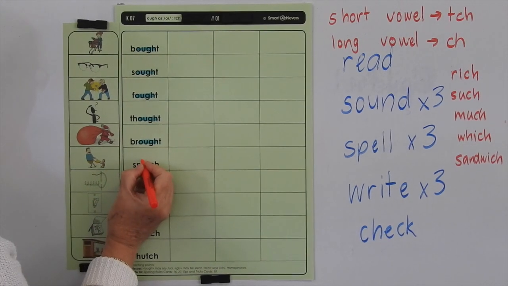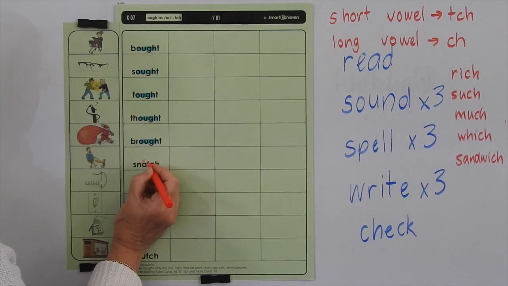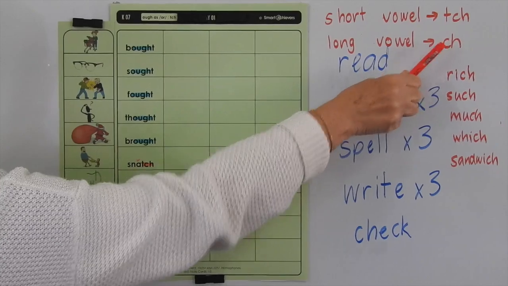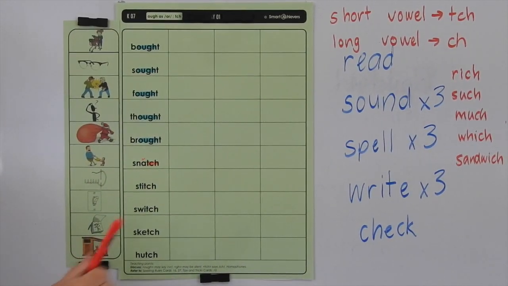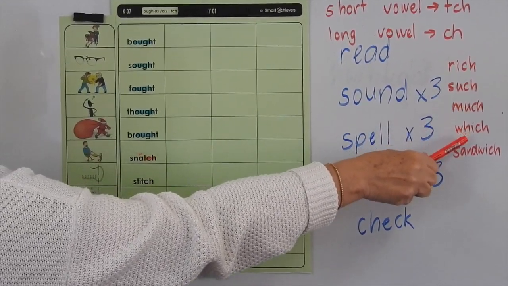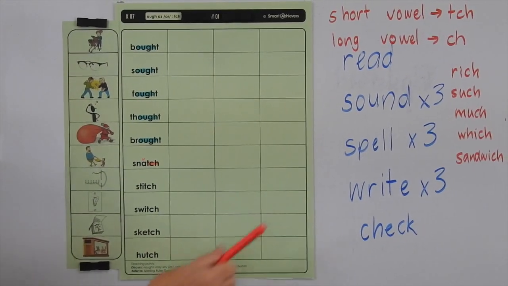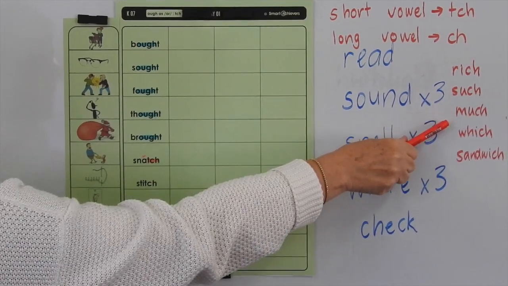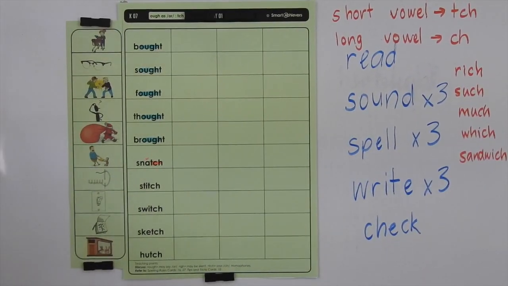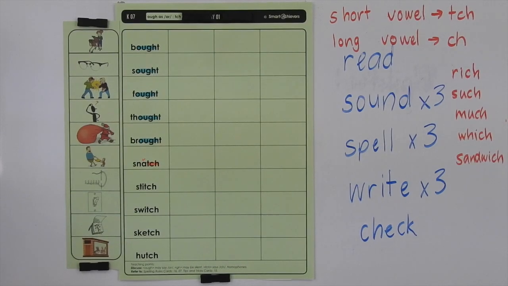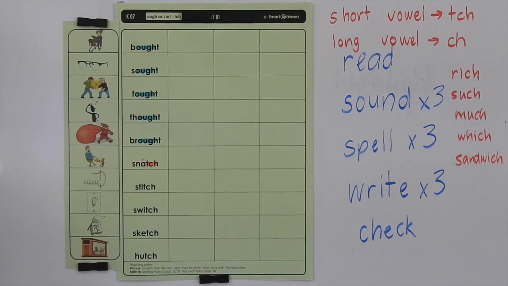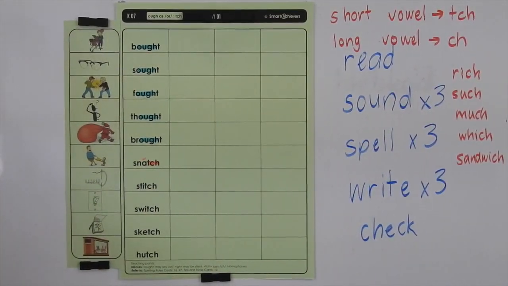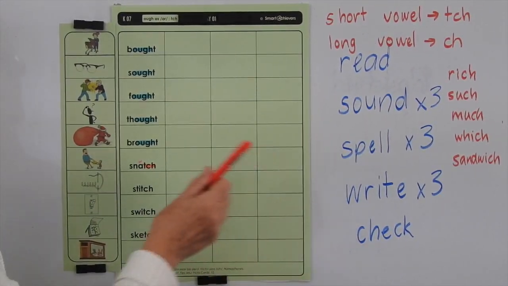So here we've got a short at sound, so we know we put TCH. We know that if we have a long vowel sound, we just put CH, like in beach. These 5 words are the only exceptions to the rules. The reason that we don't put a TCH at the end of rich, such, much, which and sandwich is because they're not English words. We took them from Old German and they would have given that CH a guttural sound, like a huck sound. We can't make that sound.